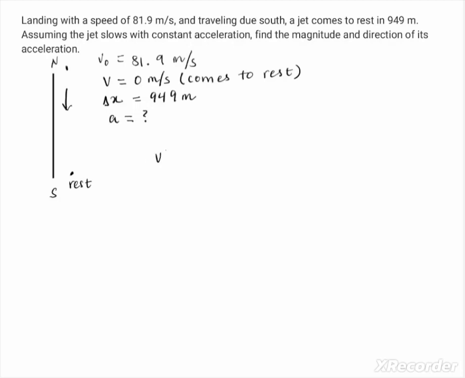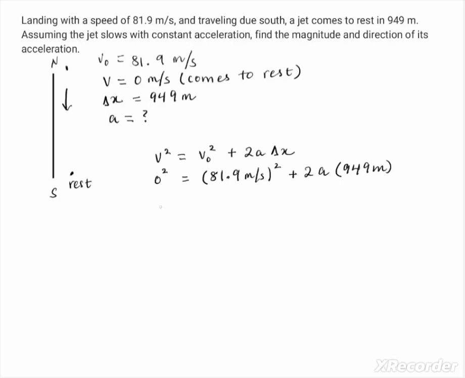So let's use v squared equals v0 squared plus 2a delta x equation. You have to look at the three equations and see which one makes more sense to use, and keep in mind that sometimes you have to use more than one equation. So here v squared is 0 squared, v0 is 81.9 meters per second, squared, plus 2 times a times 949 meters.